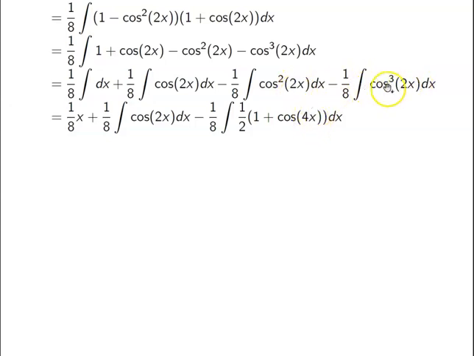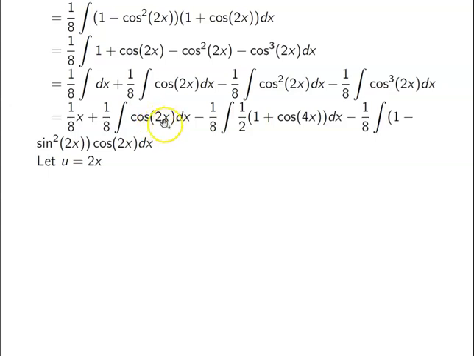Okay. Here I have a cube power, so maybe I break this thing down, right? Same thing we were doing before. I have one cosine squared, and I pull out one cosine. So cosine squared, I know, is 1 minus sine squared. And again, the inside is 2x, right? So I'm approaching each of these a little bit differently, okay?